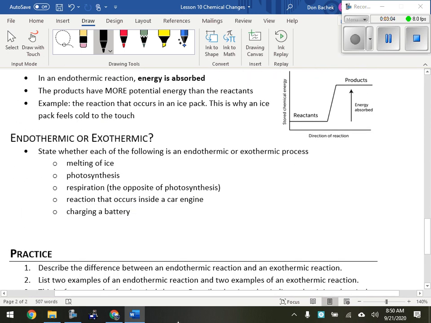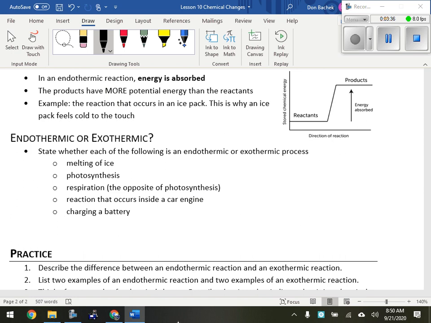State whether the following is an endothermic or exothermic process. What is the melting of ice? Do you need to put energy in or get energy out for that to happen? Melting of ice. Yep. Energy in, so that is endothermic. You're going to put down endothermic there. I'm not going to write those down because this is not really the right program for that, but endothermic, yes? Energy has to go in order to melt the ice. Okay, that's how we're melting it.